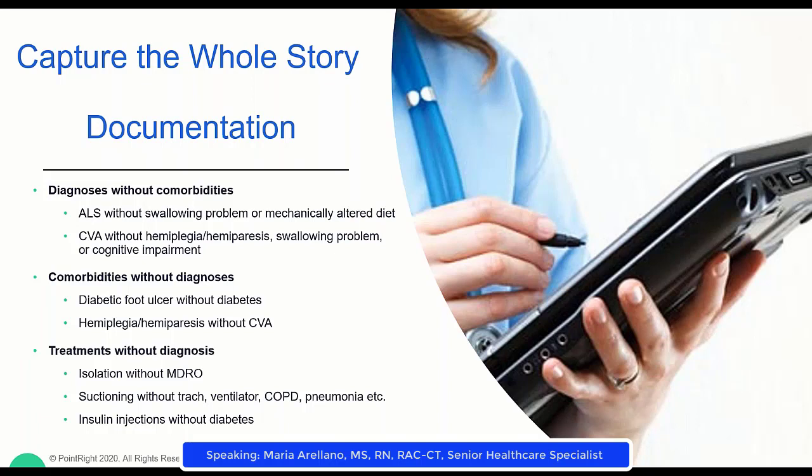For example, let's say you have somebody that has a diagnosis of ALS, or amyotrophic lateral sclerosis, but there's no swallowing problem or no mechanically altered diet. And you say, well, not all folks have these issues. It is a progressive neurological disease, so maybe they haven't manifested yet. And that is absolutely possible.